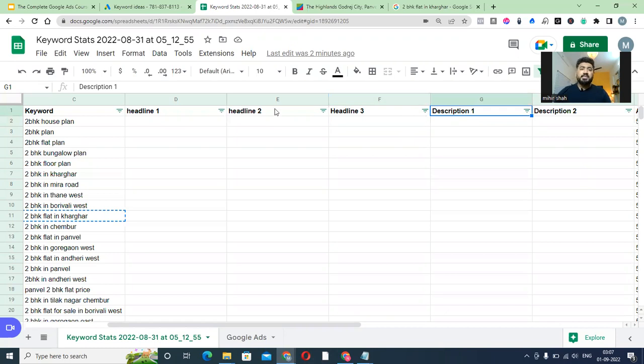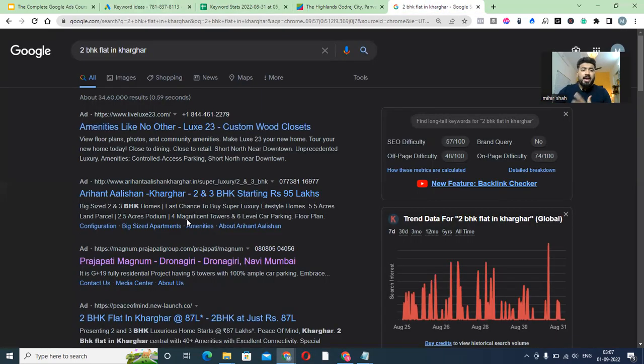The next thing is description. A description is something that gives more detail about your headline, basically about your ads. So here when it says amenities like no other, you can see view, floor plan, photos, and community amenities, makes Lux 23 your new home, tour your new home today, close to dining, close to retail, etcetera. So this is basically talking more and more about your ad, more and more about your product. So that is what a description does.